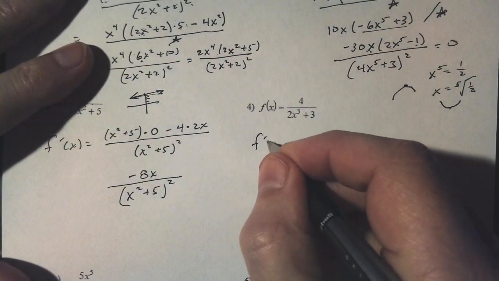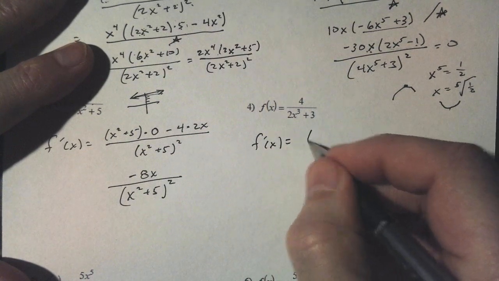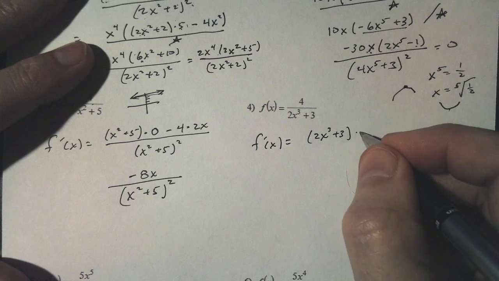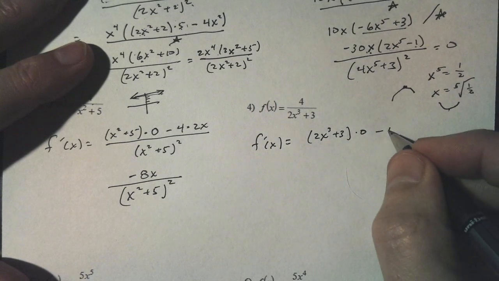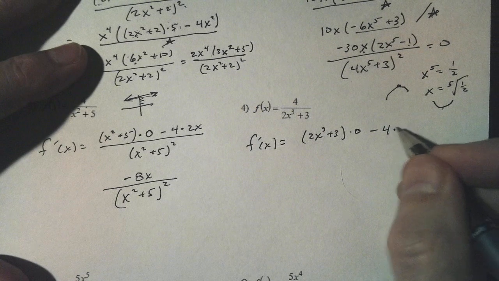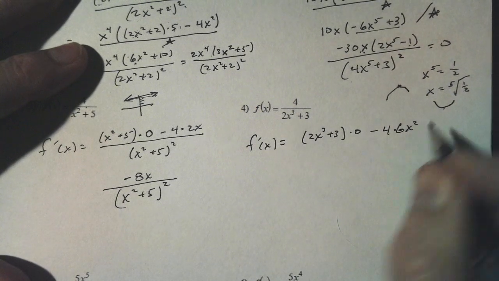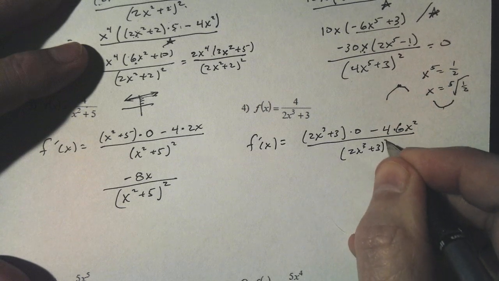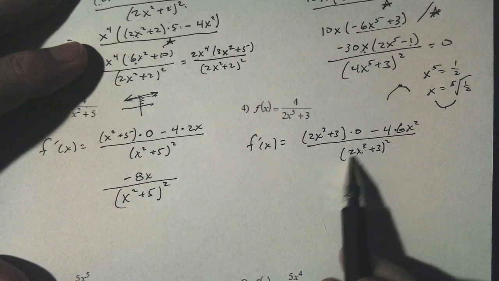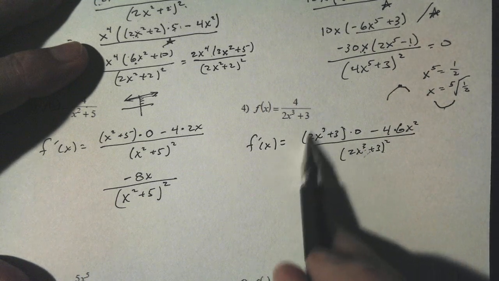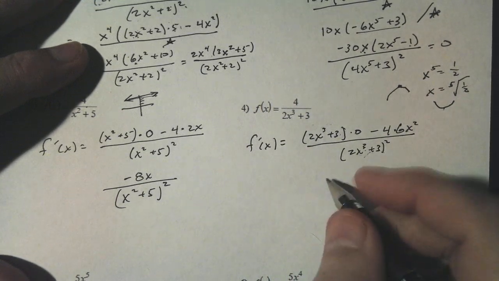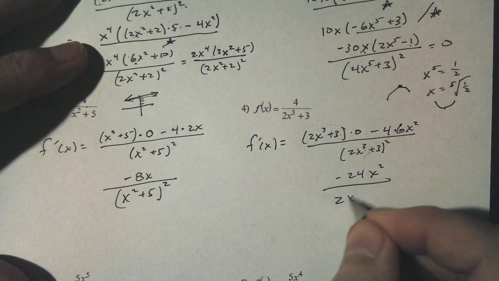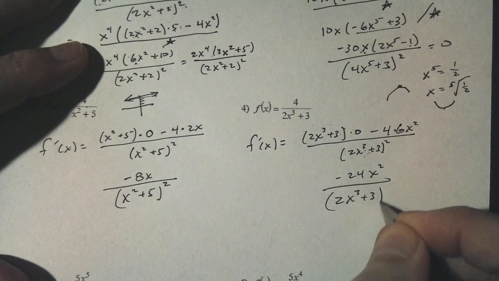Okay, F prime: low, 2x cubed plus 3, D high 0, minus high 4, D low 6x squared, all on the square of the thing below. Again, I can't cancel a 2x cubed plus 3 with a 2x cubed plus 3, not a factor. So I end up in the numerator with negative 24x squared over 2x cubed plus 3 squared.